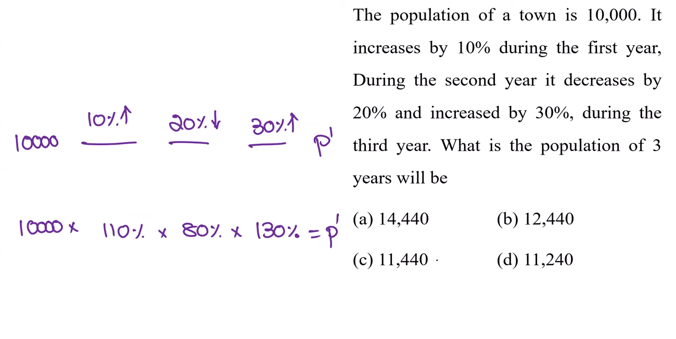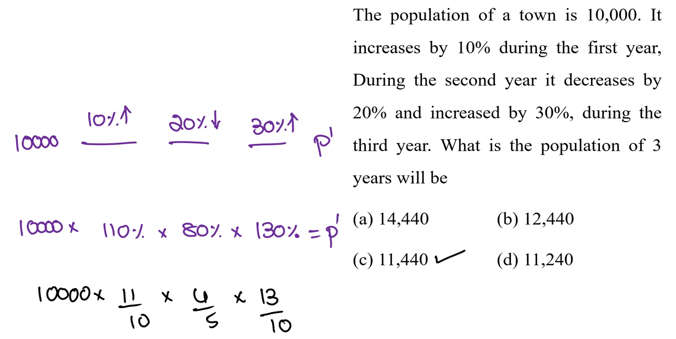option C is correct. Or let's see the calculations here. 110% means 110 divided by 100, which is 11 by 10 after cancelling 0 and 0. 80% means 80 divided by 100, 4 by 5. 130% means 130 divided by 100, 13 by 10. And this 0 cancels, this 0 cancels. That's all about P dash here, right?